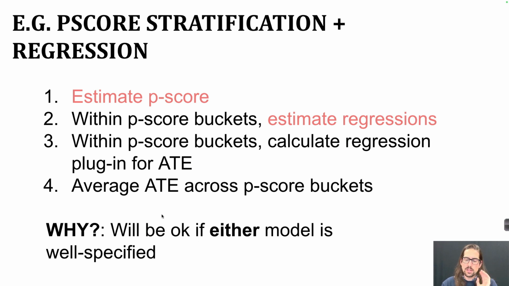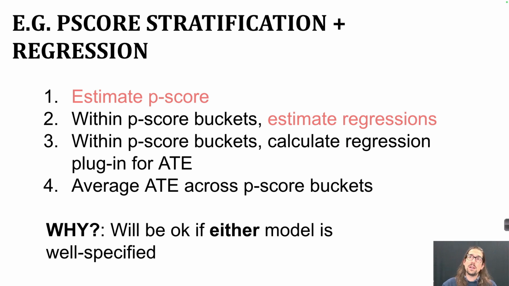Here I'm just giving you a heuristic idea of what we're trying to do, and then I'll talk about how it actually is done in a theoretically grounded way. But you could imagine that if you just wanted to kind of hand-wave combine these methods, one thing that you could do is this. You could first estimate the propensity score. Second, within your buckets of the propensity score, so stratify according to the propensity score, and then do regression models.